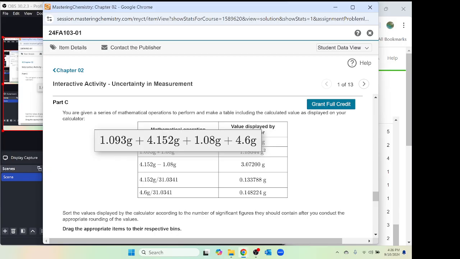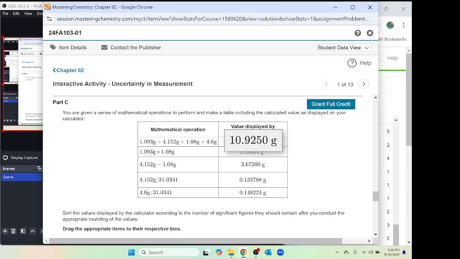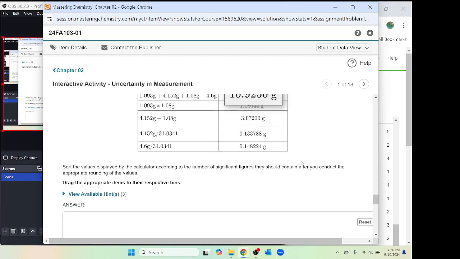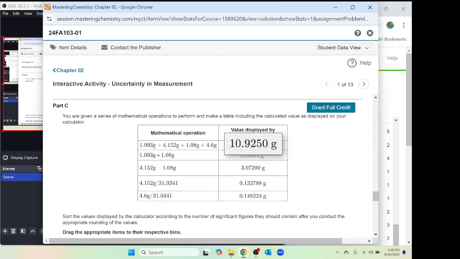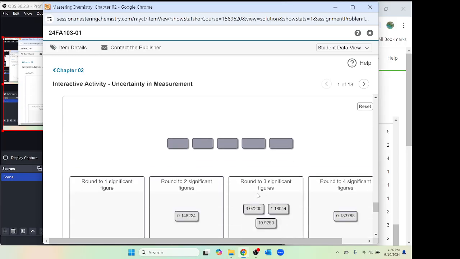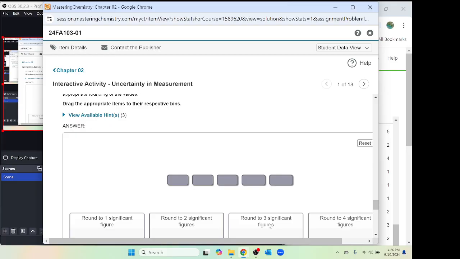And so what we do is we have this, it's displayed by our calculator. And in the case of addition subtraction, all we have to do now is just round it to this 10.9. And so that's one decimal place. And we would come down here and we'd round to 10.9, which is 1, 2, 3 sig figs. And so we would come down here, round to 3 sig figs, drop our answer in there.